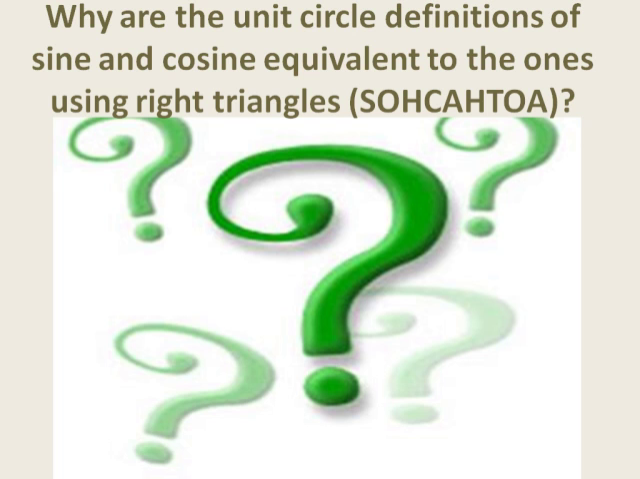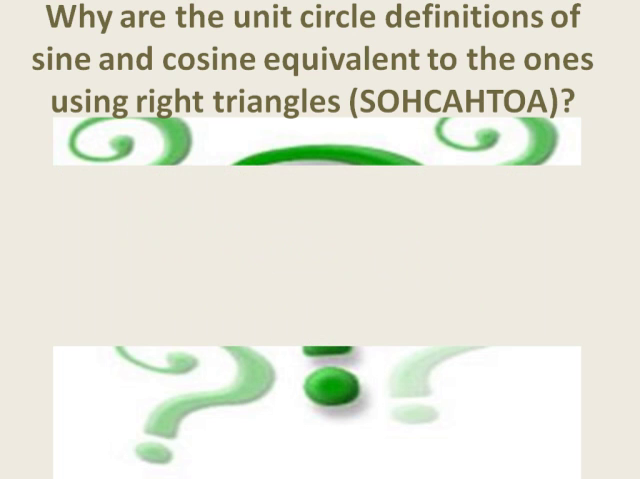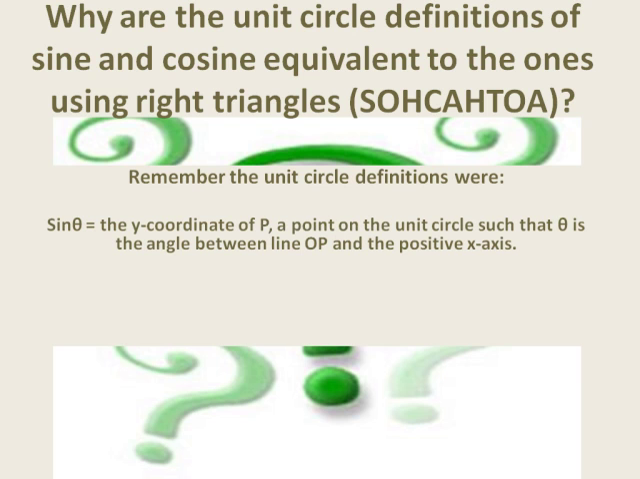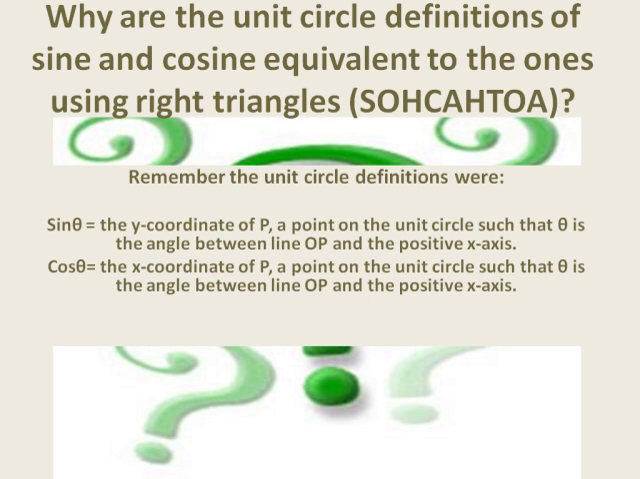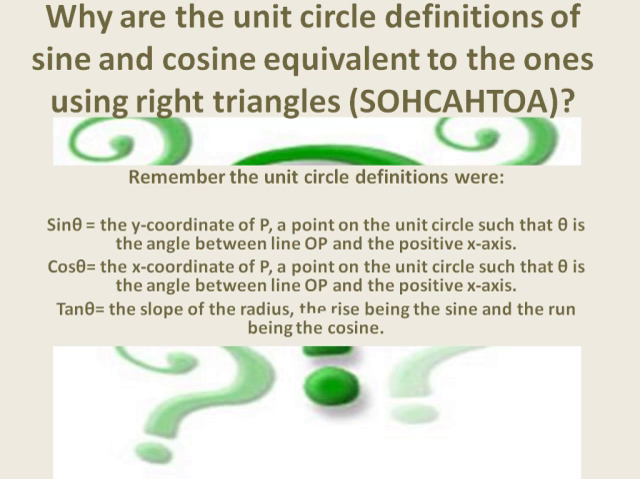Are the unit circle definitions of sine and cosine equivalent to the ones using right triangles, SOHCAHTOA? Let's remember how we defined them using the unit circle. Sine theta is the y-coordinate of P, a point on the unit circle such that theta is the angle between line OP and the positive x-axis. Cosine theta is the x-coordinate of P, a point on the unit circle such that theta is the angle between line OP and the positive x-axis. Tangent theta is the slope of the radius, the rise being the sine and the run being the cosine.